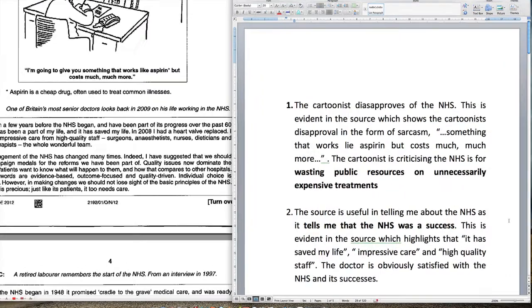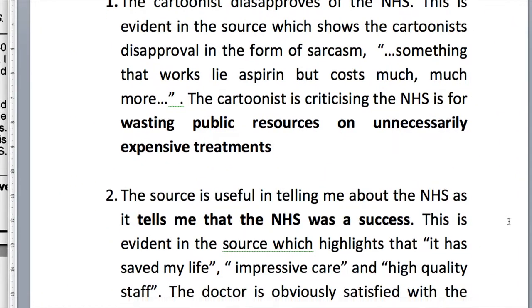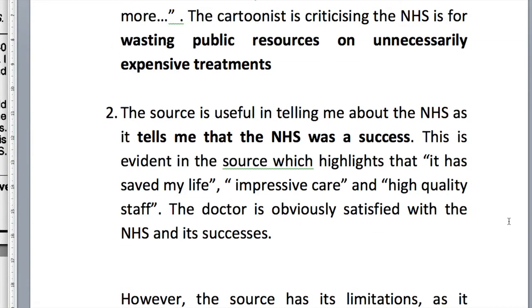Let's take a look at the model answer, which is pretty short for this answer. Now, the source is useful in telling me about the NHS as it tells me that the NHS was a success. Obviously you can give the evidence which actually shows that it's a success. However, this is the lowest possible level answer you could give. That means it shows that you take things at face value.